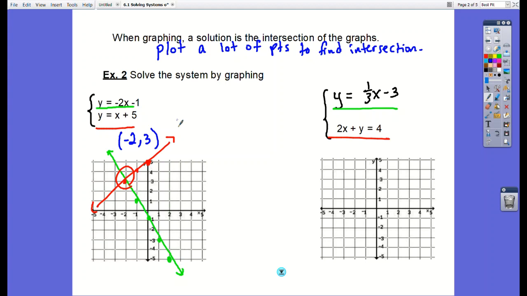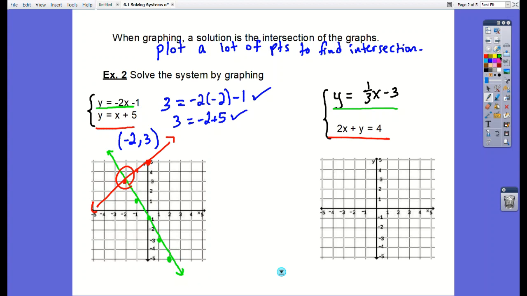And anytime you guys are doing this, you should do a mental check. Plug this into your equations and see what you get. I'm actually going to do it on the board. You guys should at least do it in your heads. -2 times -2 minus 1. -2 times -2 is 4, minus 1 is 3. Yep, that one works. 3 equals -2 plus 5. That one definitely works. We did it correctly, right? We plug those in and it works.